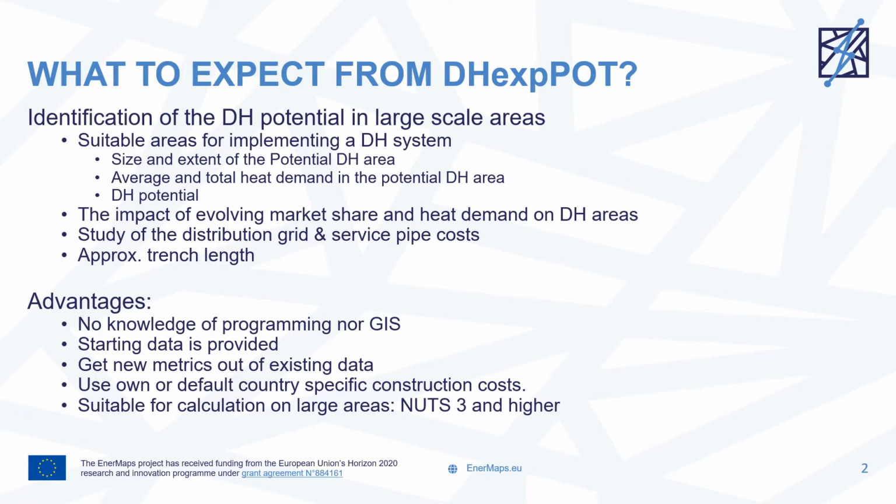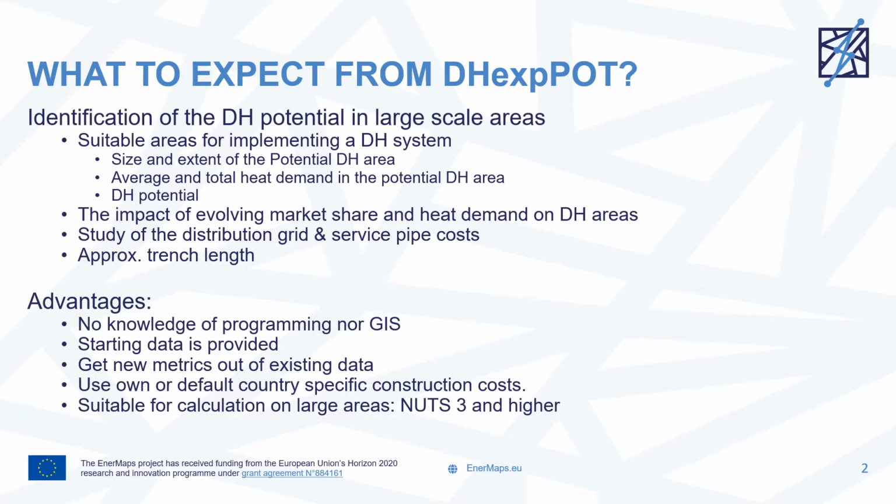It provides indicators on average and total heat demand in the potential district heating areas as well as the district heating potential. It is possible to study the impact of evolving market share and heat demand on a district heating area. And also, it's possible to have a look into the district heating distribution grid as well as service pipe cost. And the tool provides some approximation of the trench length.